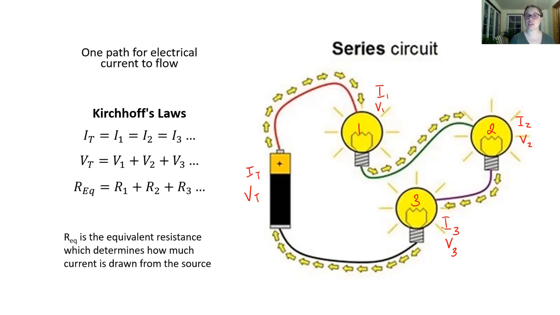Now, Req is the equivalent resistance, and it determines how much current is drawn from the source. As soon as those wires are connected, current wants to flow from one end of that battery to the other. So the amount of current that's allowed to flow depends on the sum of the resistances that are in the path. So that's what we have here: resistor 1 plus resistor 2 plus resistor 3. So for a series circuit, current is constant, voltage adds, and resistance adds. Those are the 3 easy pieces.